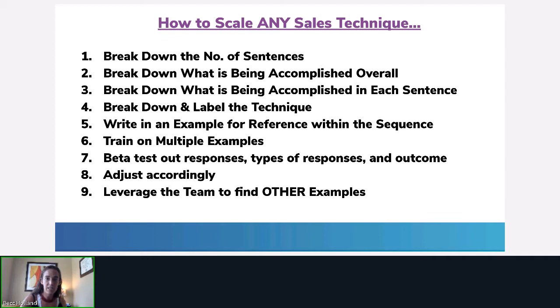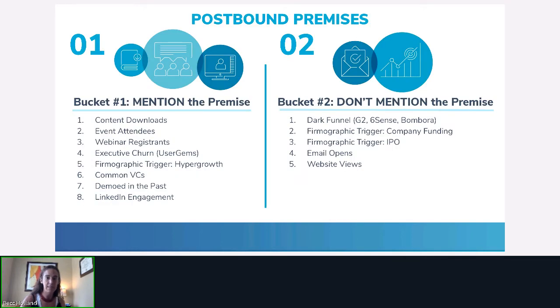So now that we've gone into scaling any sales technique, I want to take a brief look into playbook. Again, most of this is going to be in the session that I suggest everyone watch on personalization at scale. But basically, the playbook that I have over here at Chorus is going to be the same shell structure for any kind of company that I work with, that I suggest. You're going to have 2 types of scenarios that you can build. Scenarios where you should mention the premise and scenarios where you shouldn't mention the premise.